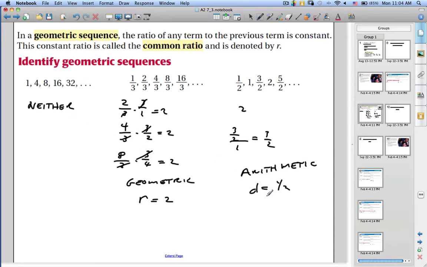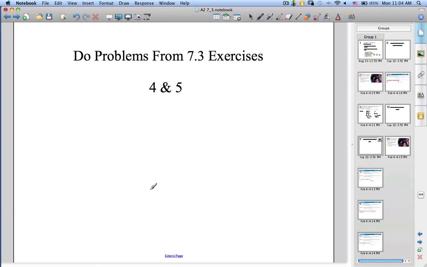Remember, I find a common difference by subtracting. I find a common ratio by dividing. So go ahead and practice that. Do problems 4 and 5, and then come back to our lecture.